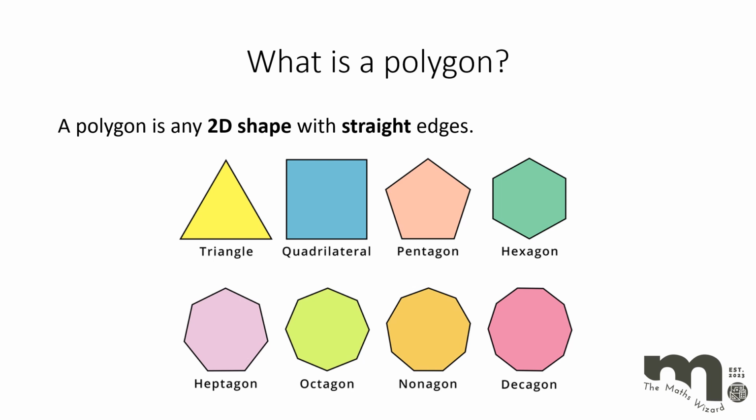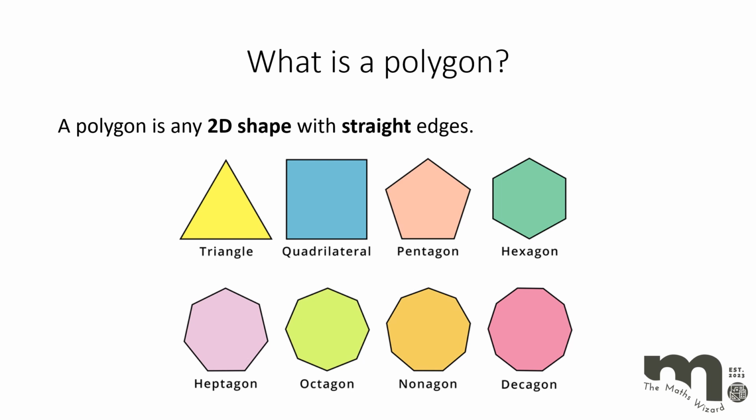Well, first of all, you might be asking yourself, what's a polygon? Now, polygon is a collective term for any 2D shape with straight edges. So they've all got to be straight. So you can't have a semicircle with one straight edge. So we've got 8 examples here.